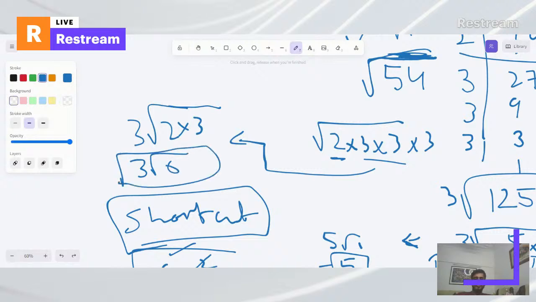So this is essentially what I was looking for, and this is where you're going to leave your answers in the exam as well. Without calculator, this is where you leave your answers, and it would be marked correct.